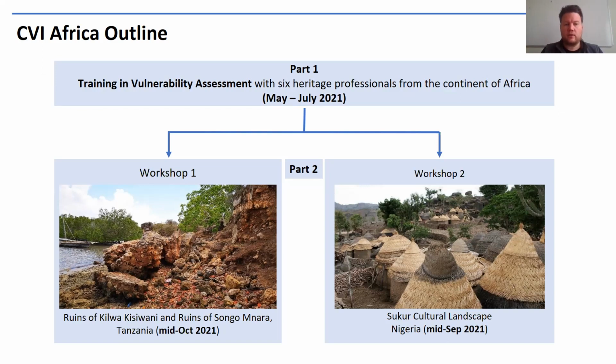And we've chosen 2 sites for this. The first site is the ruins of Kilwa Kisiwani and the ruins of Sangomar in Tanzania. And the second site is the Sukur Cultural Landscape. And these sites were chosen because they represent very different types of heritage sites and are good opportunities for us to test out and trial this CVI methodology.